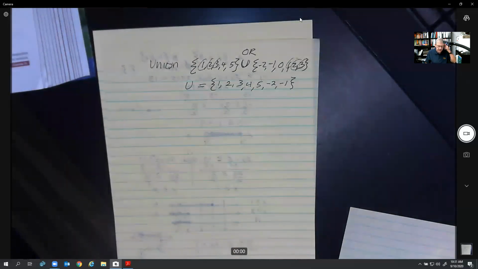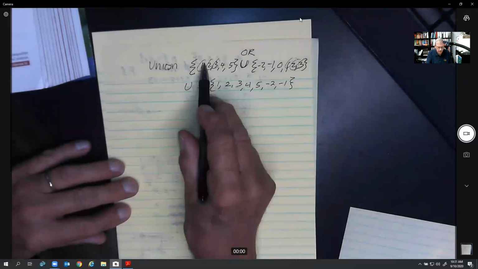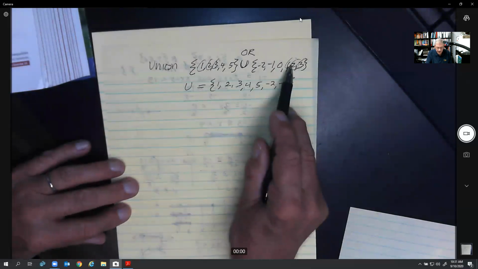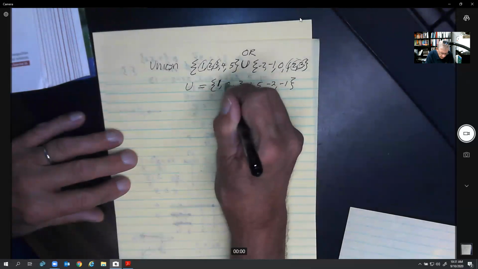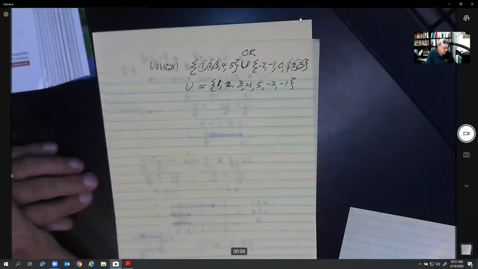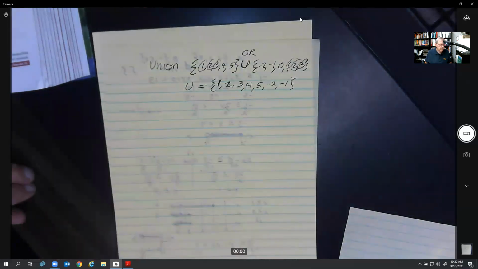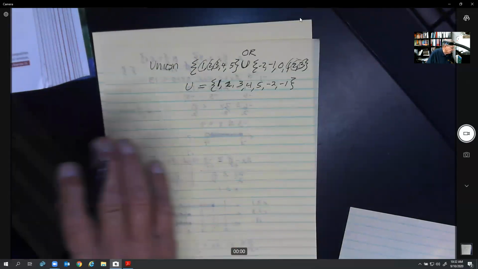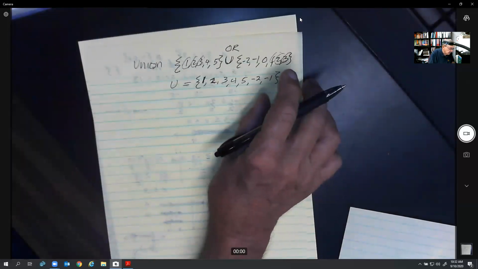If you put these in order, it looks prettier, but a union is everything that's in one set and the other set. We don't duplicate them. If a number happens once here and once there, we usually just write it down once. So a union could include the intersection, but it also includes all the other numbers. So let's take a look at a union and see if we can do one.